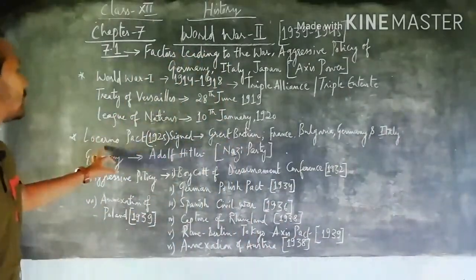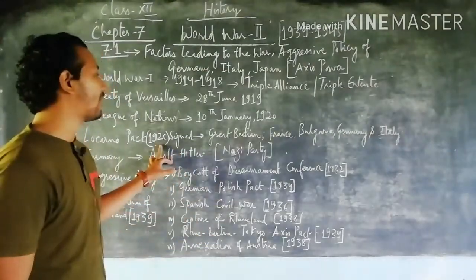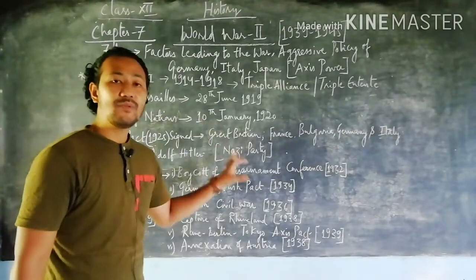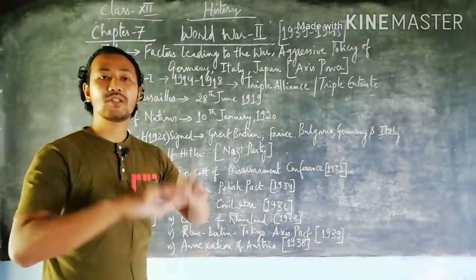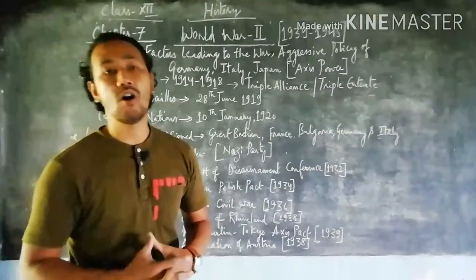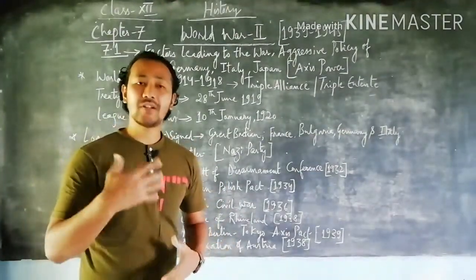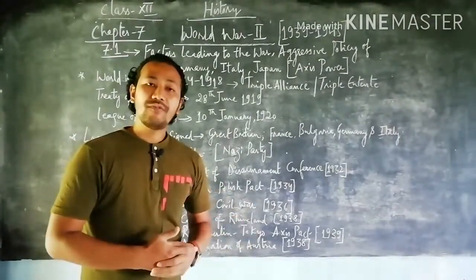First we see the Locarno Pact. The Locarno Pact was signed in the year 1925, between nations like Great Britain, France, Bulgaria, Germany and Italy. It was a pact signed in 1925, mainly focusing on the arms and ammunition that would be introduced in different nations.